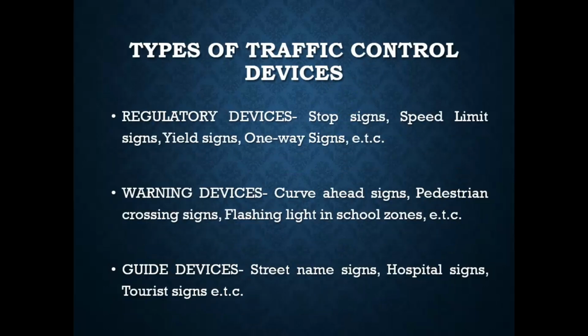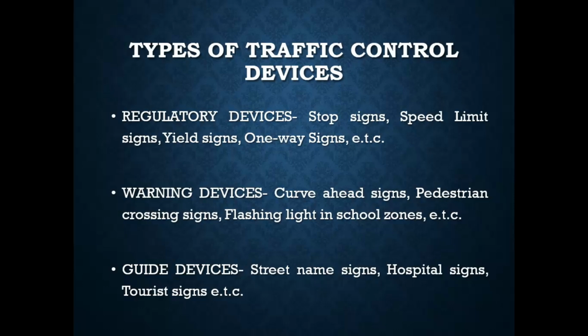So we have types of traffic control devices. There are numerous types, and we are going to be taking a look at some of them now. The first one we have here is called the regulatory devices. These are signs or devices that perform the function of regulation. Regulatory signs indicate the rules and laws that road users must obey. Non-compliance with these rules may result in penalties, maybe in the form of fines or accidents.